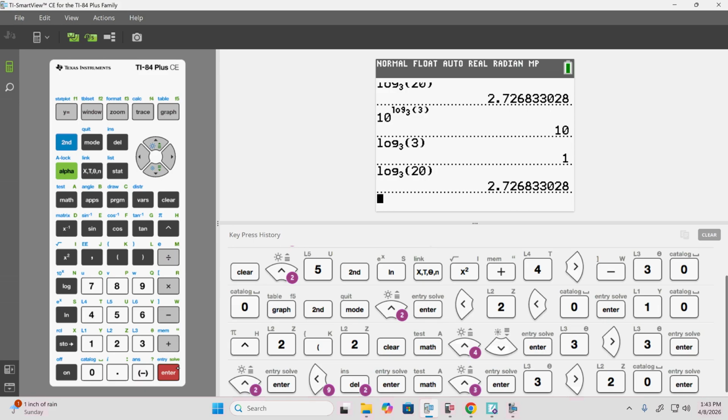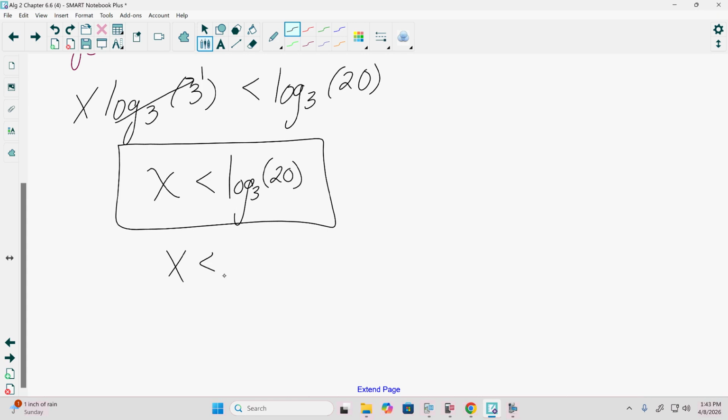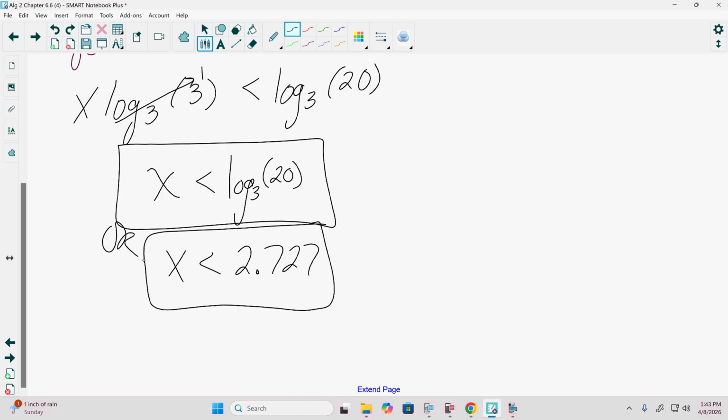log base 3 of 20 is 2.726833028. So any number less than 2.727 would be a solution. And again, I would take the log base form, just log base 3 of 20. We don't have to do the decimal approximation. We can leave it as x is less than log base 3 of 20. Questions on this here? We're ready for the next one.